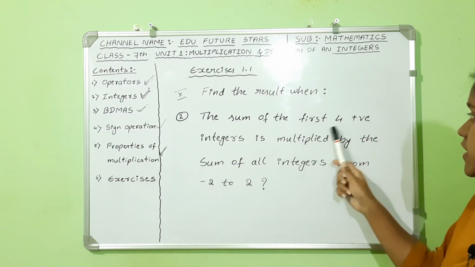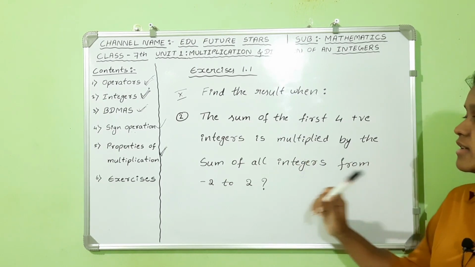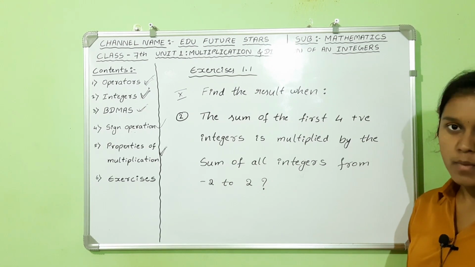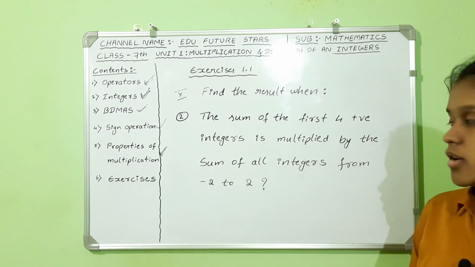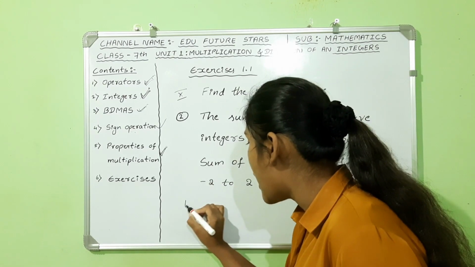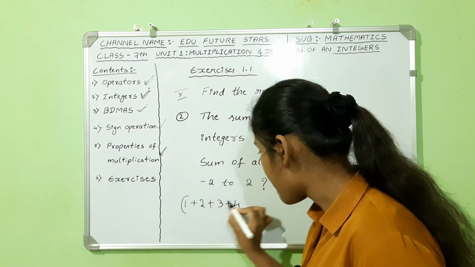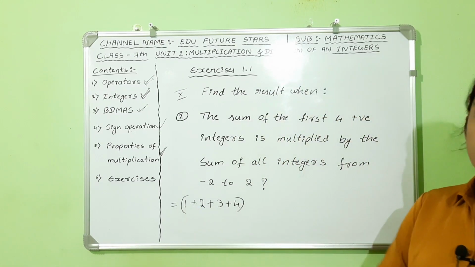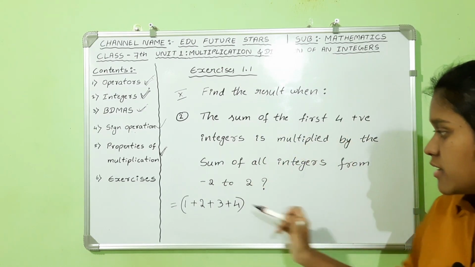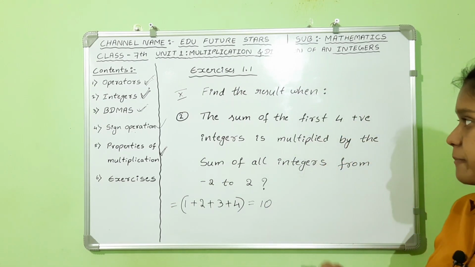Yes friends, now see the second question. The sum of the first 4 positive integers is multiplied by the sum of all integers from -2 to +2. Okay, now one by one we'll solve this question. The sum of the first 4 positive integers is 1 plus 2 plus 3 plus 4, right? They are asking the sum of it, so the sum is 10, right? We got the 10.